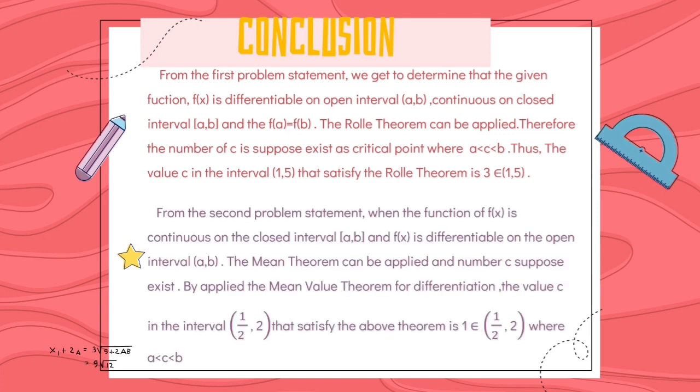From the second problem statement, when the function f(x) is continuous on the closed interval and differentiable on the open interval, the mean value theorem can be applied and the number c is supposed to exist. By applying the mean value theorem for differentiation, the value c in the interval [1/2, 2] that satisfies the above theorem is 1, where c is greater than a and less than b.